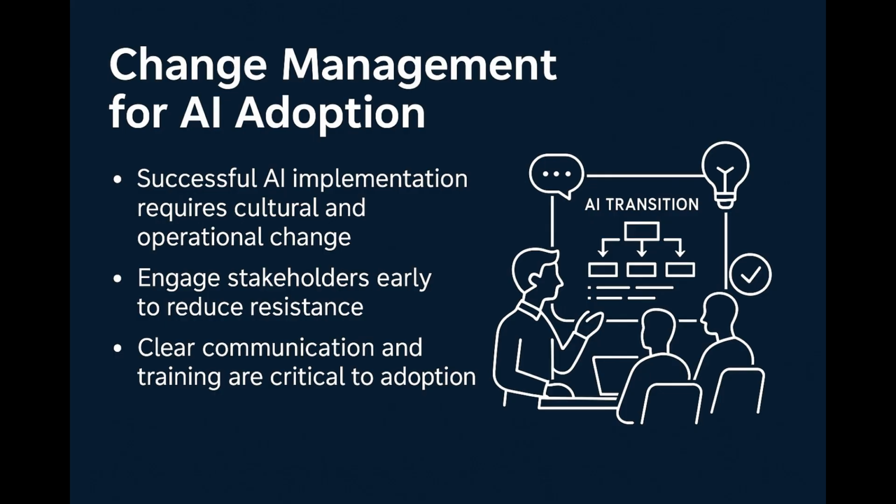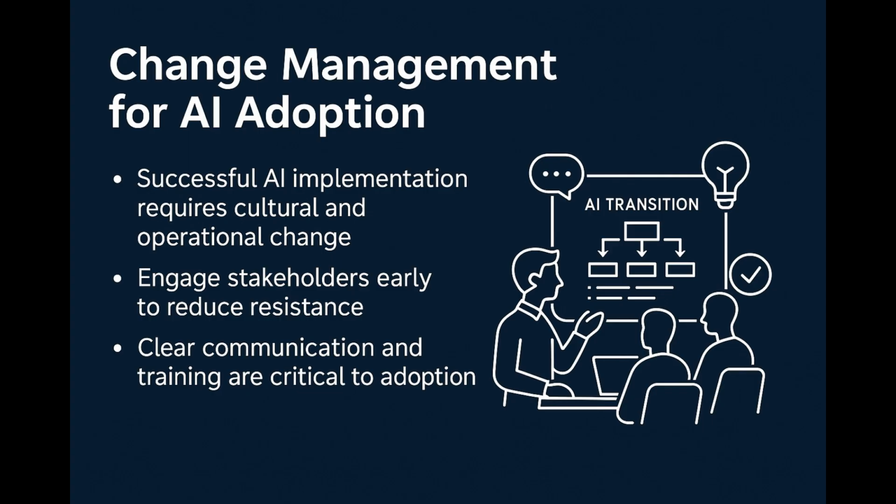Offer training tailored to each role. An operator needs to know how to interpret AI alerts. An engineer might want to understand how the model was trained. It's also important to define success metrics up front. When people see the tangible benefits like fewer breakdowns, less scrap, or faster inspections, they are more likely to support adoption. Remember, AI adoption is a team sport. Technical excellence matters, but human alignment is what turns a pilot into a lasting success.